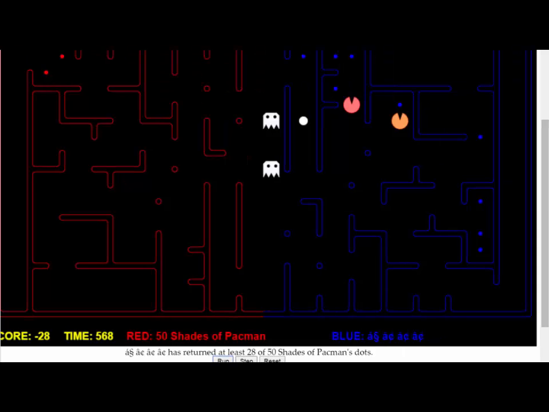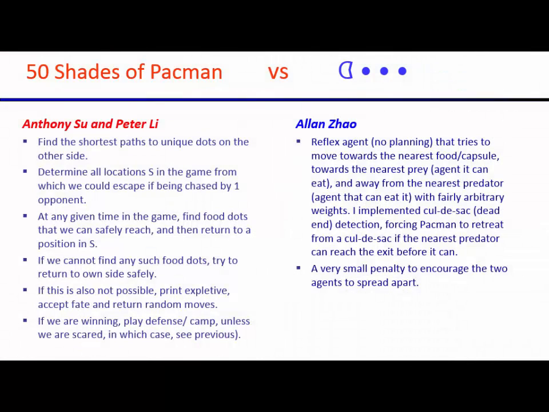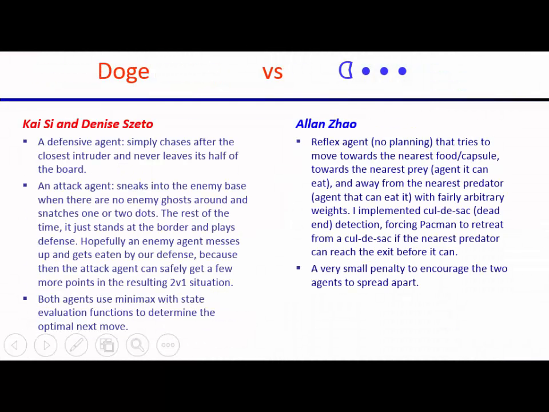Now we'll look at the remaining two teams. So we have Doji versus Pac-Man. Doji is Kai C and Denise Zito. Are Kai and Denise here? Any hands? Kai and Denise all the way in the back. So it's Kai and Denise all the way in the back against Alan Zhao right there. Okay, choose your allegiances smartly.